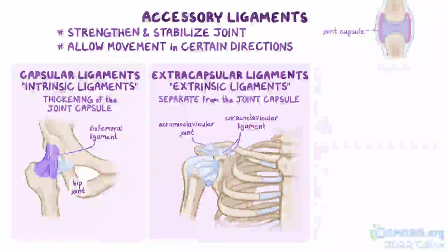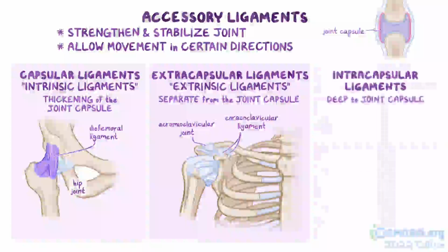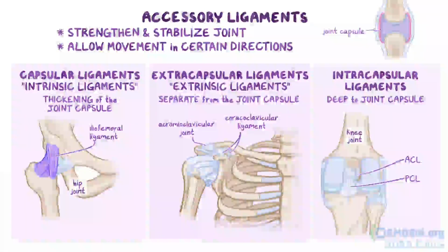Finally, some joints have intracapsular ligaments, which are found deep to the joint capsule. For example, the anterior and posterior cruciate ligaments, or the ACL and PCL for short, are found within the knee joint, deep to the joint capsule.